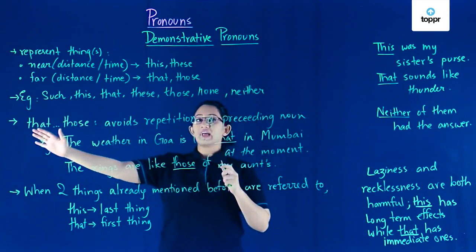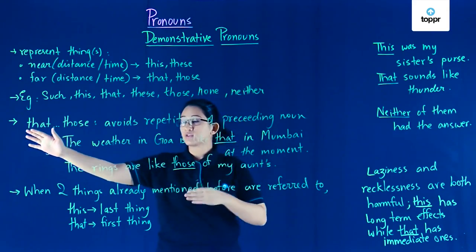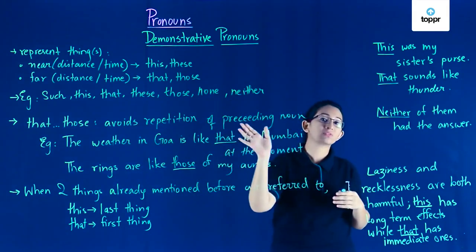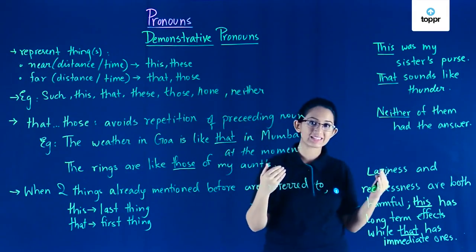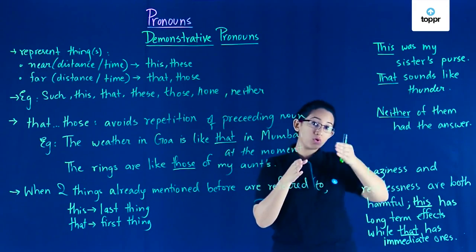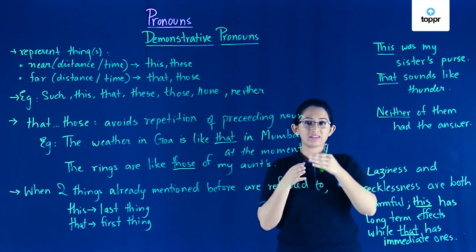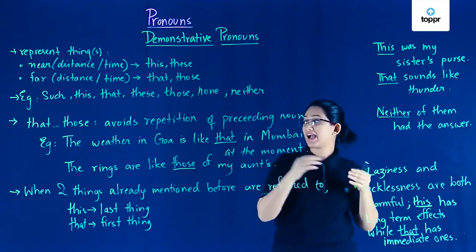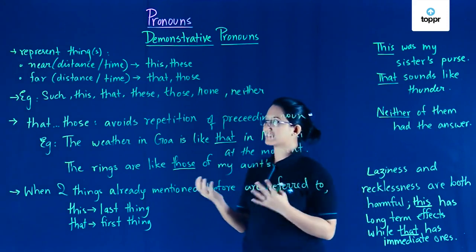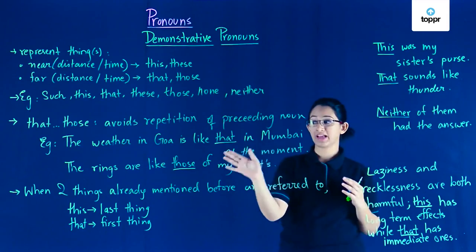Now, let us look at different uses of these demonstrative pronouns. We use that with its plural form those to avoid repetition of the preceding noun. Now, in certain sentences, if you want to say something about a particular noun and you want to refer back to it, but you don't want to repeat the same noun again, then we can use that and those in order to avoid repetition. Let's take a look at an example. The weather in Goa is like that in Mumbai at the moment.